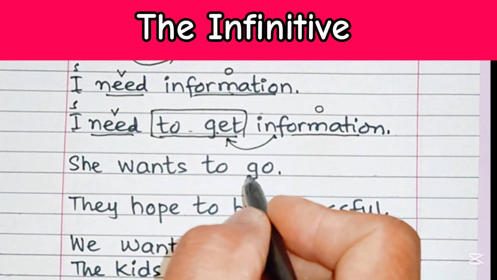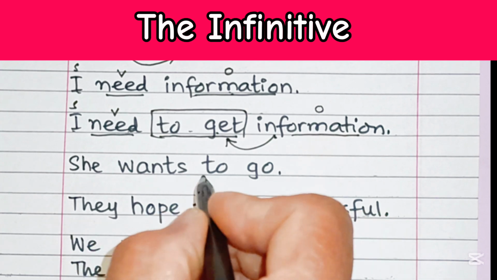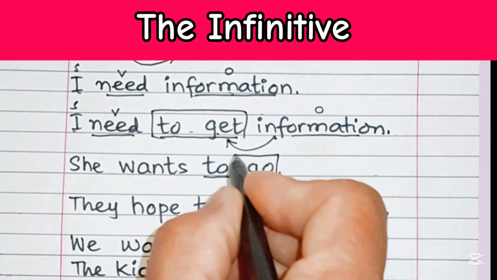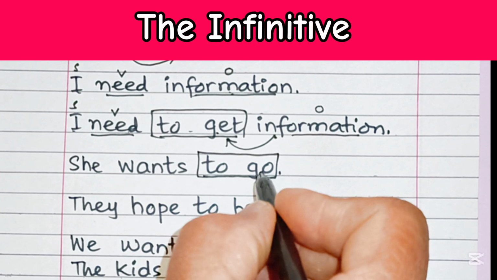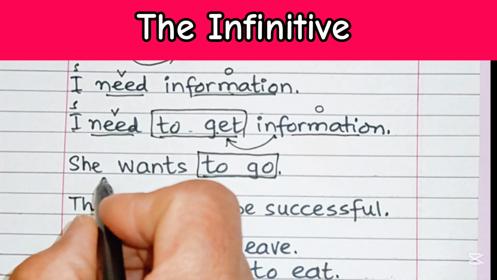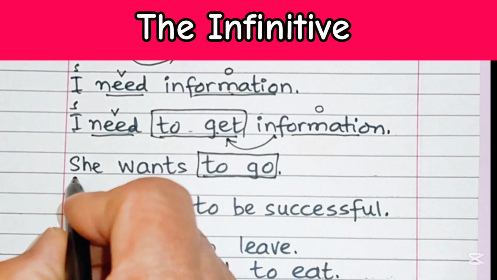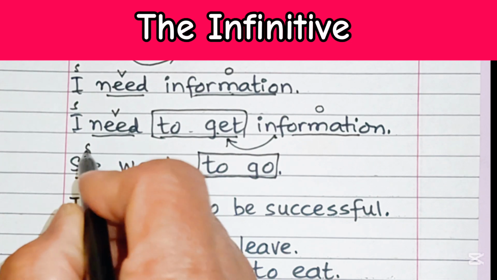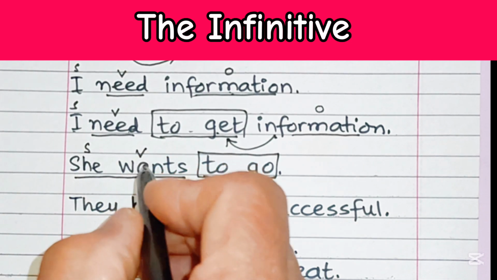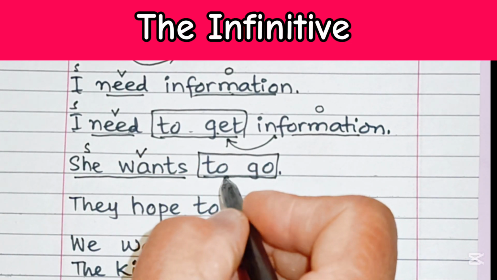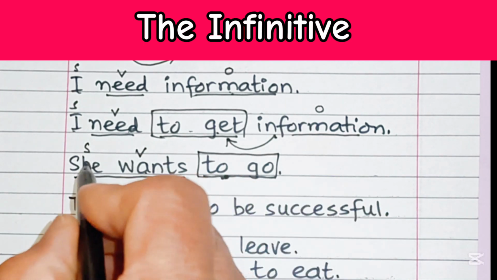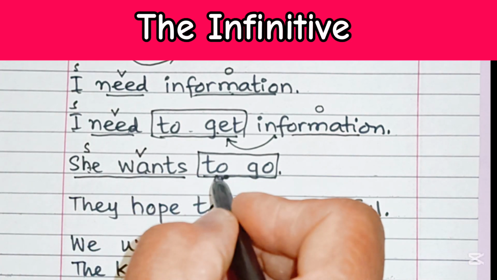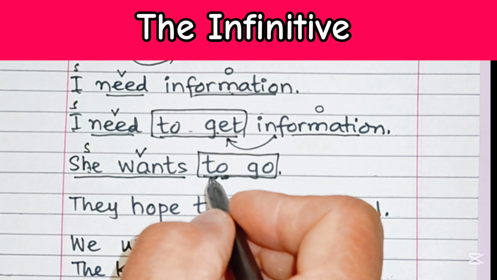She wants to go. Here is the infinitive to go. To, and then a simple form of the verb, and after the subject and the verb it is being used. This is the subject and then this is the verb, and then we are using this infinitive. She wants to go. So after subject and verb we may use infinitive.